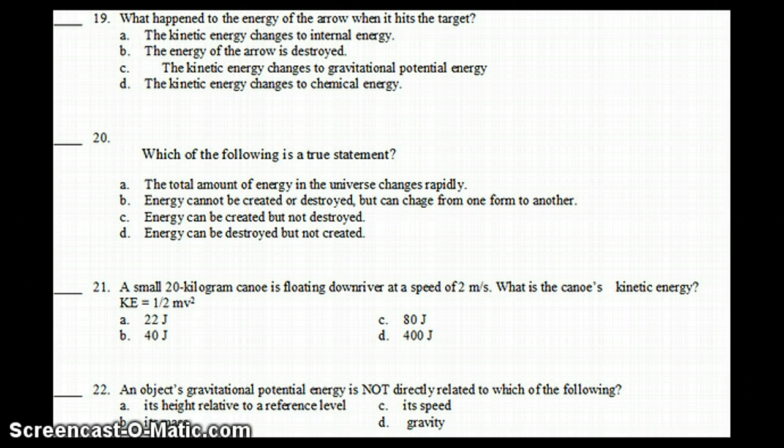Number 22. An object's gravitational potential energy is not directly related to which of the following? Is it A, its height relative to a reference level, B, its mass, C, its speed, or D, gravity?